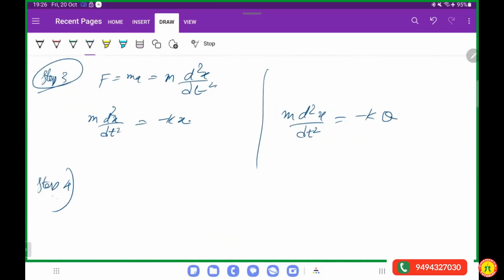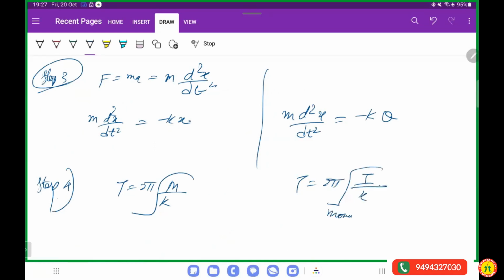Step 4, T equals 2 pi root m by k. T equals 2 pi root I by k. And I is your moment of inertia.